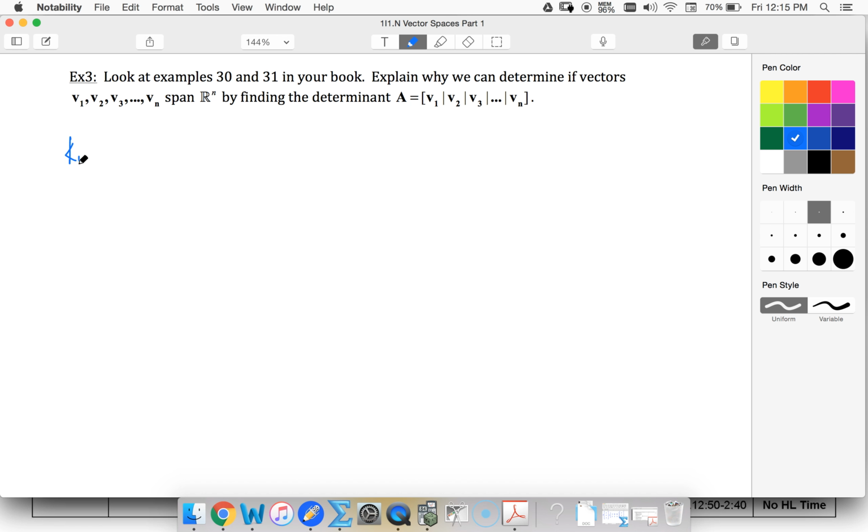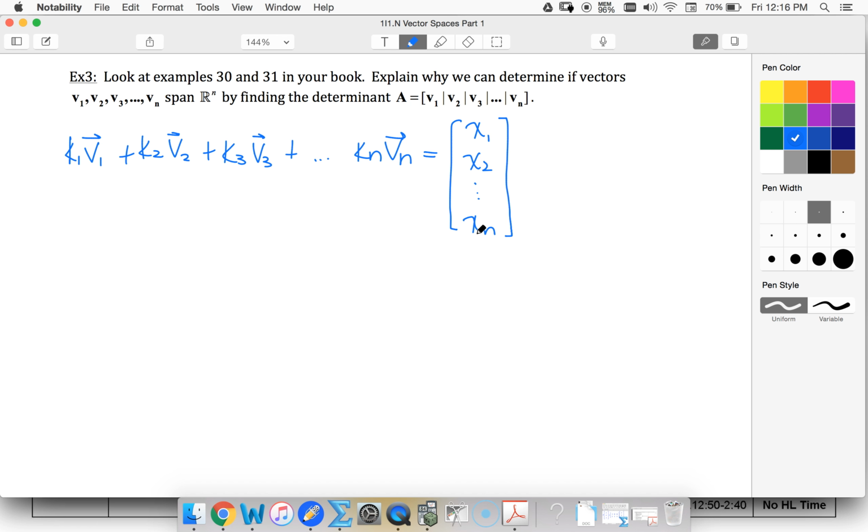So k1 v1, k2 v2, k3 v3, down to kn vn, and all of these are vectors and our k values are elements of the reals. These would have to equal some point in our Rn. So that would give us, I'm going to use x1, x2, down to xn rather than x, y, z because we don't know how many values we're looking at.